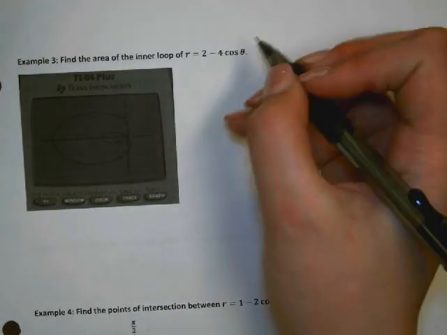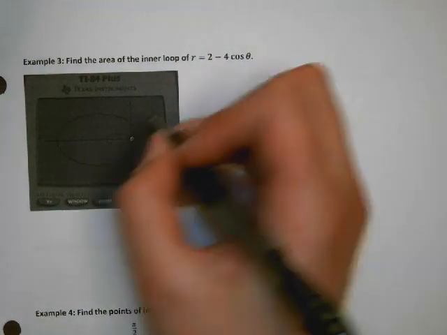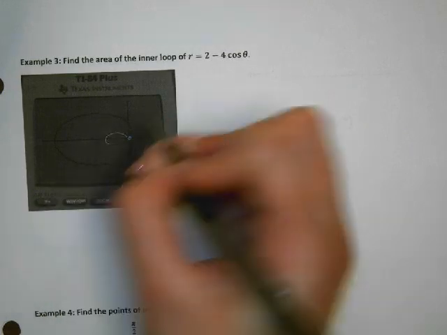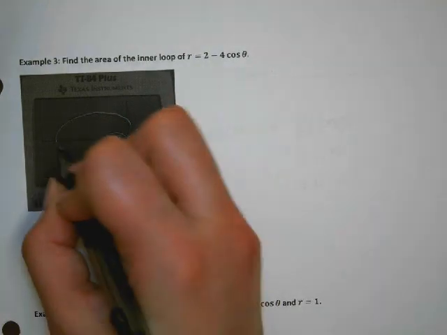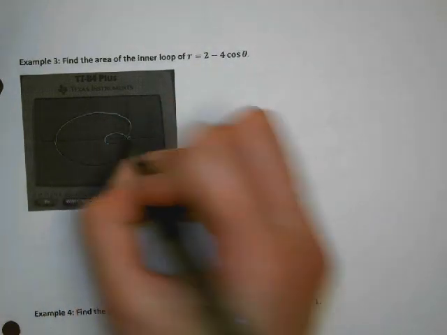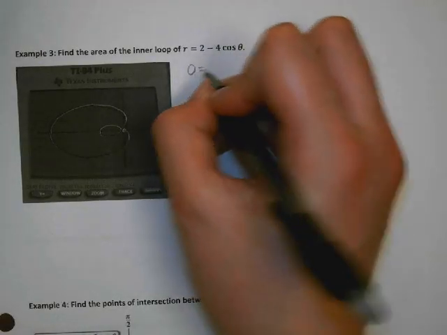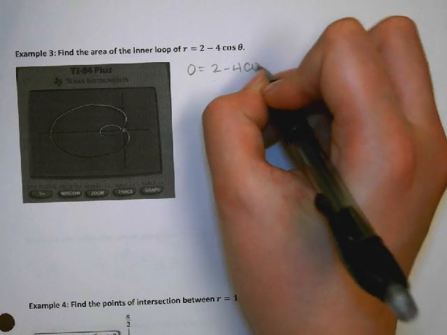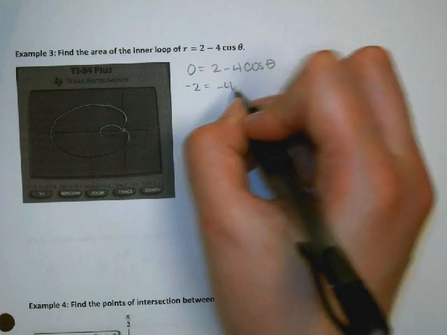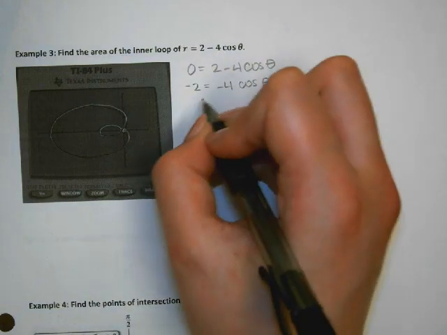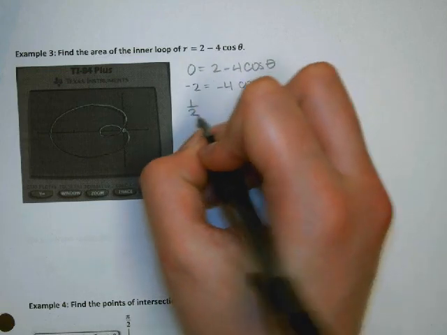And so again, you can see that the loop crosses at 0. Maybe I'll trace this. That seems to be easier to see. There we go. I can kind of see it. Okay. So I'm going to say 0 equals 2 minus 4 cos theta. I'll subtract the 2 over. I'll divide the negative 4 over, and so negative 2 divided by negative 4 is positive 1/2.